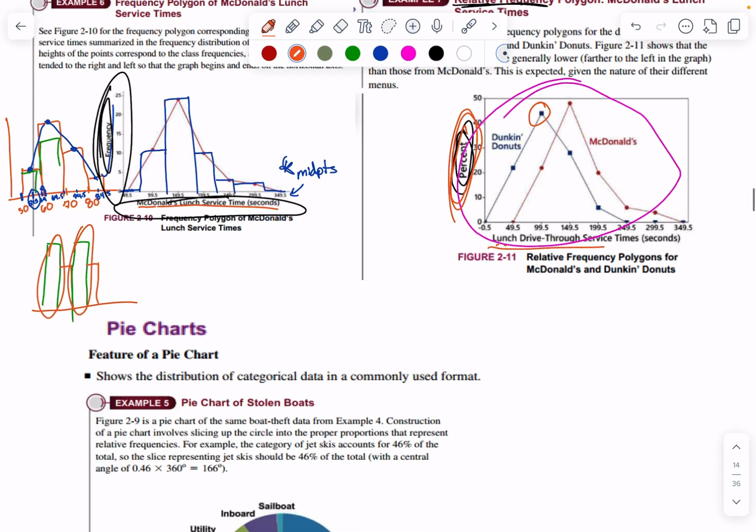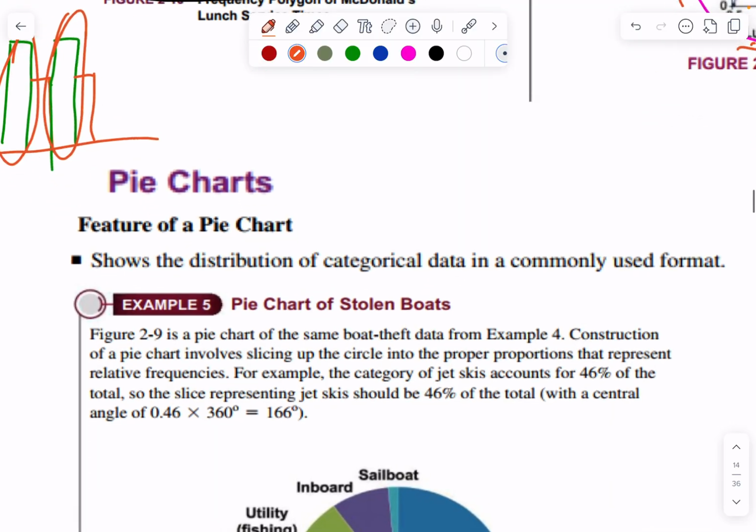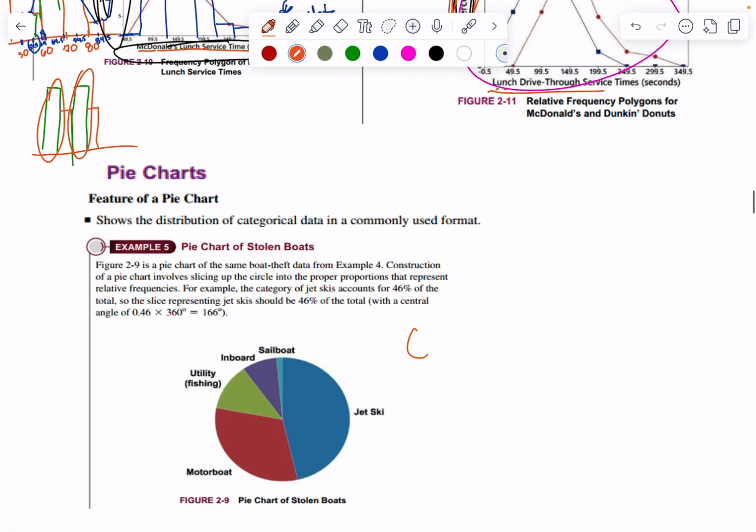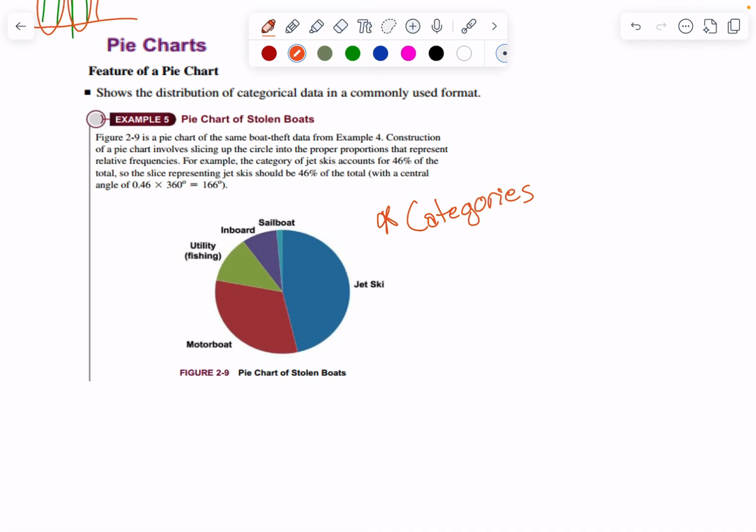And the last one is a pie chart, okay? A pie chart shows the distribution of categorical data. So again, these are our categories. And I don't like the way that they did their pie chart, okay? So I'm going to fix it over here and I'm going to show you how I like it done, okay?